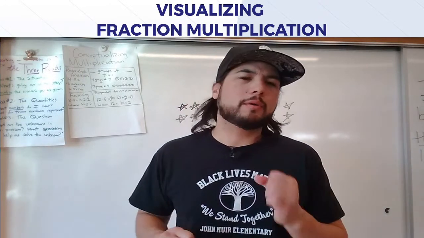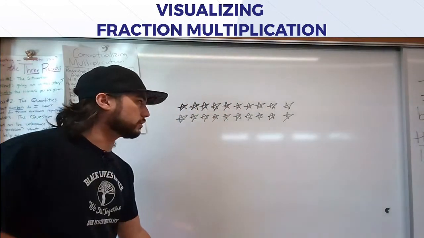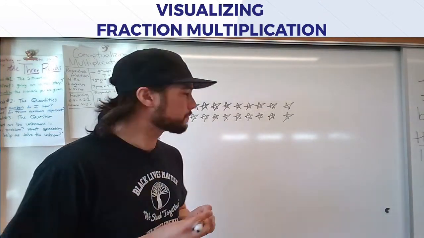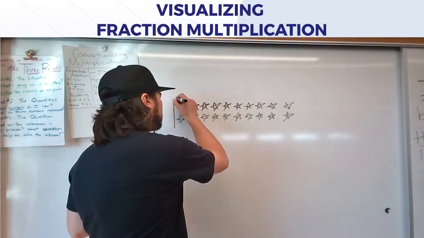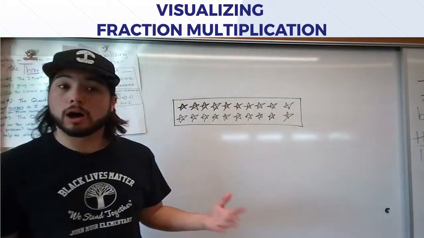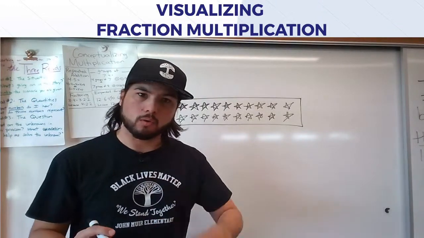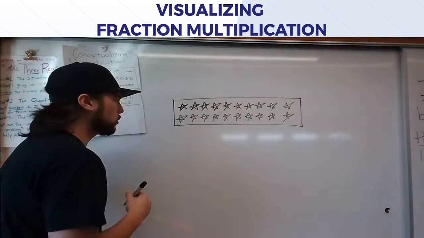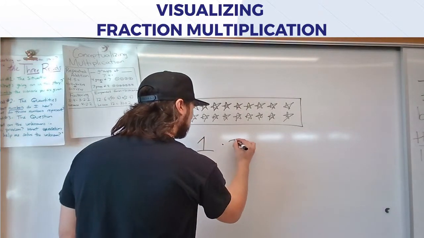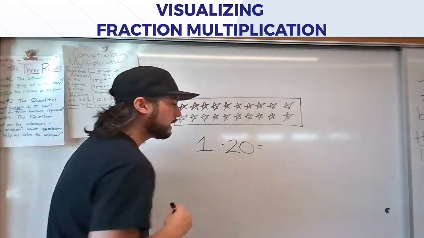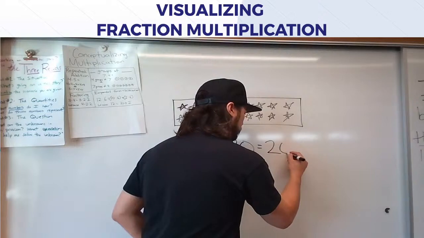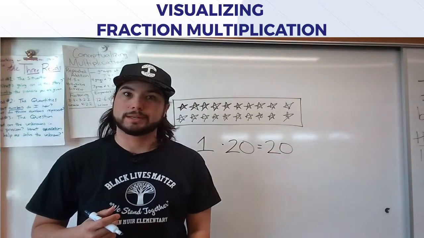So I thought we'd start by taking a look at a little bit of a visualization here. Here I have 20 stars. I'm going to put them all in one big group. Now I've got one group of 20 stars. If I wanted to write it as a multiplication equation, I might say 1 group of, or 1 times 20. And how many stars are in that one group of 20? Well, 20 stars. That's where our 1 times 20 comes from.